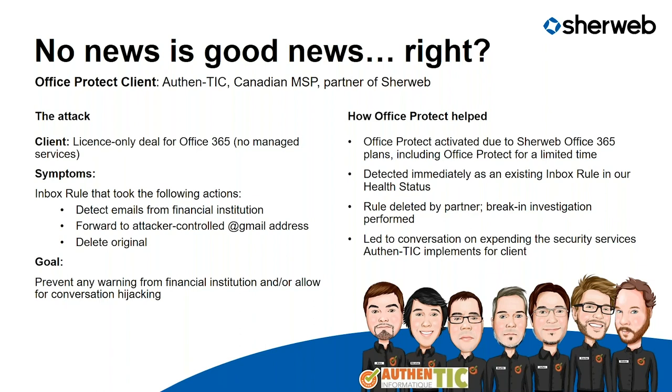Basically, how Office Protect intervened there is, as soon as they turned it on, we detected that inbox rule. And then the partner could take action. Even nicer thing is, once the partner started talking to the client about this, the client was very happy and felt that the partner really did something great. And then it led to a conversation on expanding the security services that Authen-TIC was selling to the client. So they started discussing intrusion prevention and endpoint security and all that stuff.